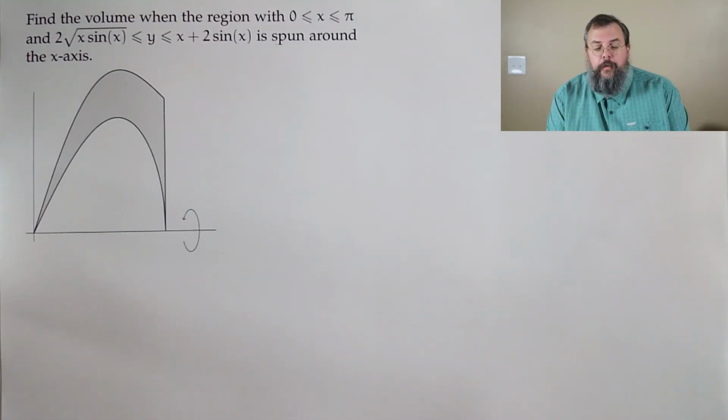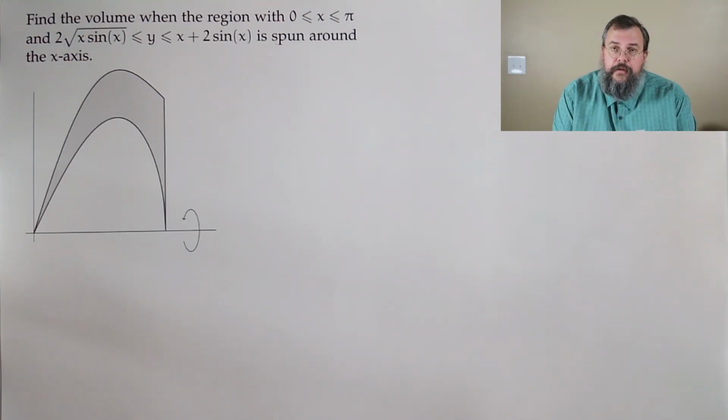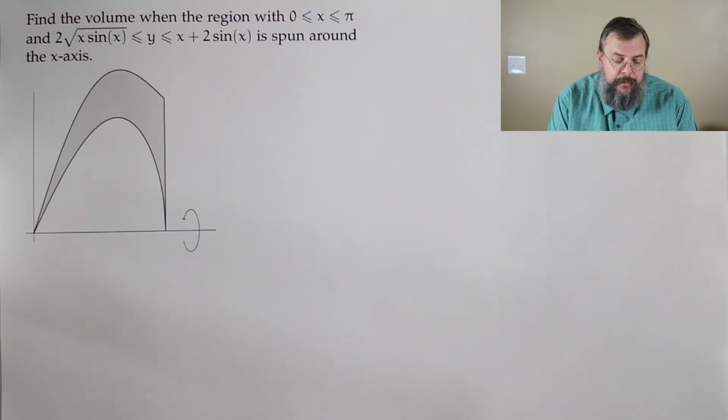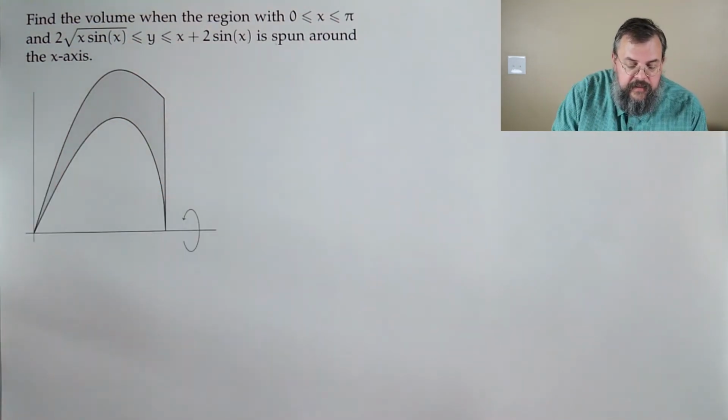Find the volume when the region where x goes from 0 to pi and y goes from kind of a strange combination of curves, root x times sine x less than or equal to y less than or equal to x plus 2 sine x, is spun around the x-axis. So this is actually the picture here. Sorry, I said y-axis, the x-axis.